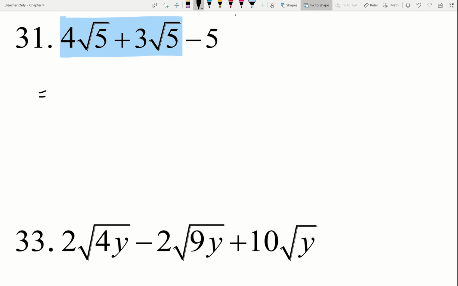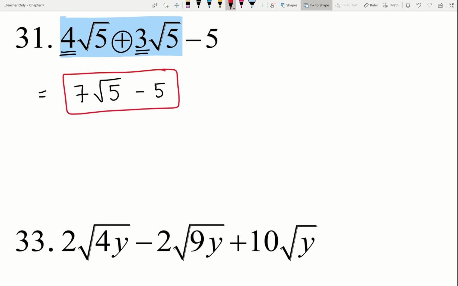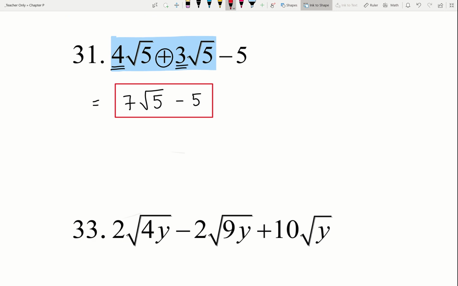So don't forget what we're going to say here, right? We're going to add these together. We're going to take 4 of those square roots of 5 and add on 3 square roots of 5. That's going to make a total of 7 square roots of 5. And then, of course, there's that big minus 5 there at the end. Again, that is not going to be a like term with what we've got already. And so we're just going to go ahead and box that as our final result in that way.